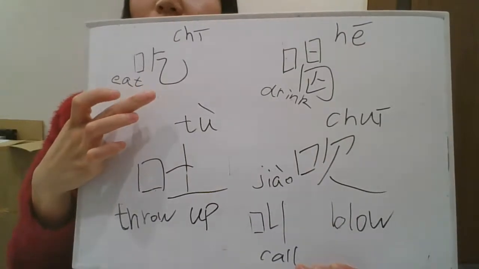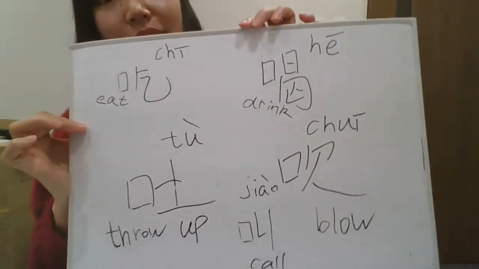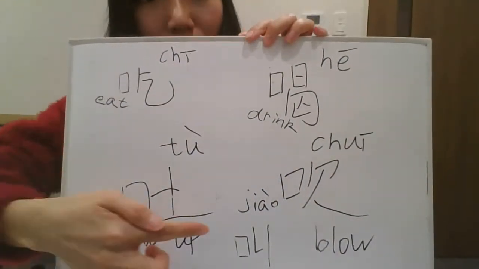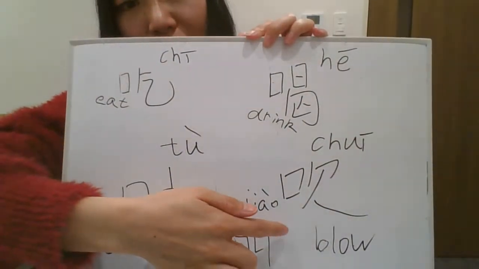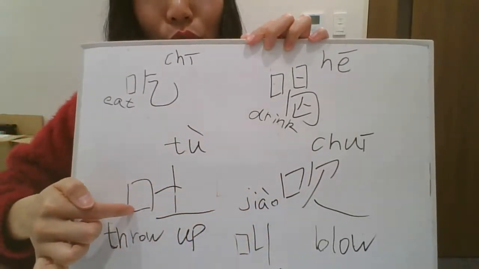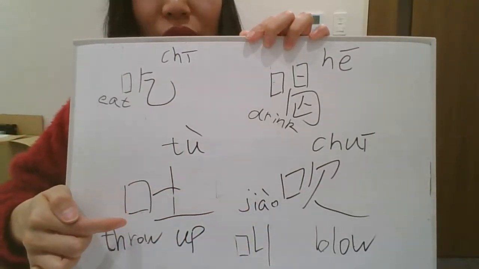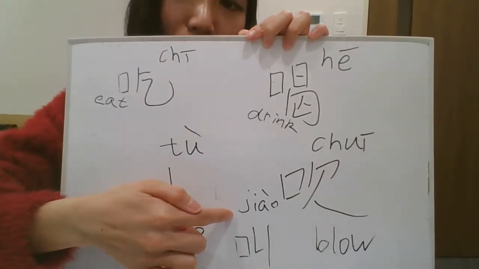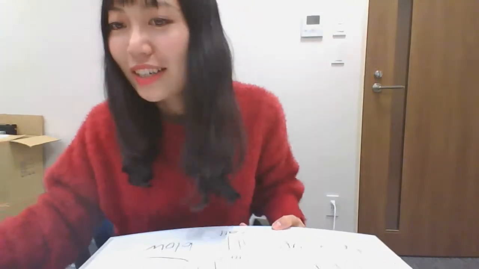吃 means eat. 喝 means drink. 吹 means blow. 吐 means throw up. 叫 means call. Okay. Very good. So we learned a lot of vocabularies already. A lot of verbs.